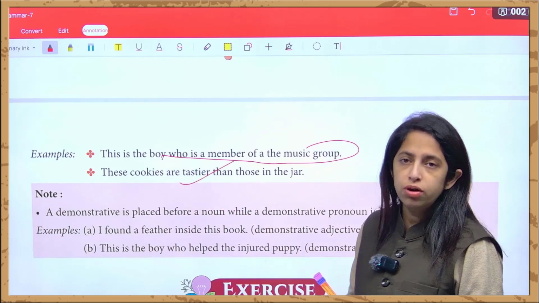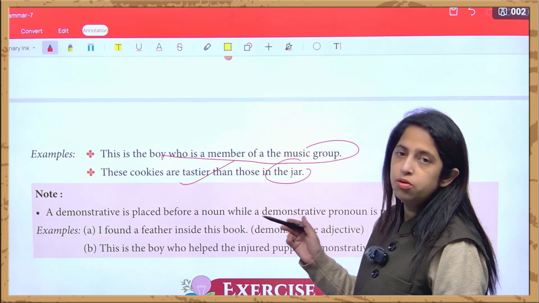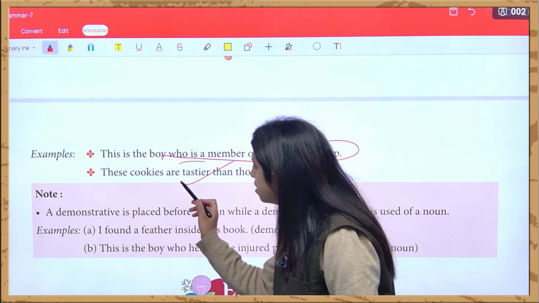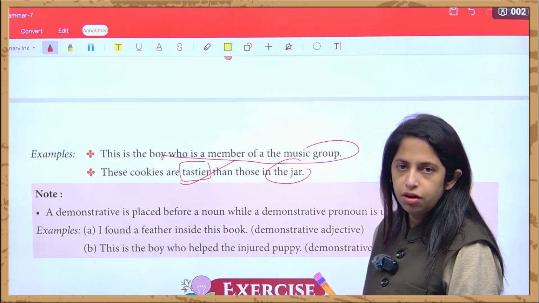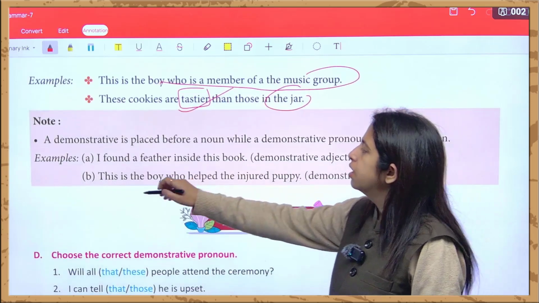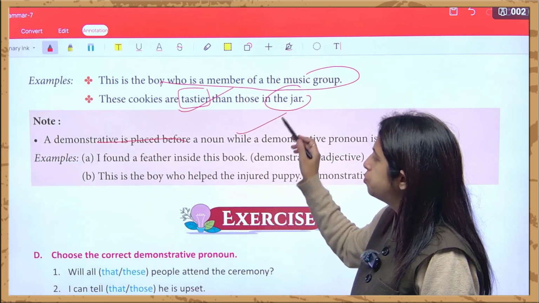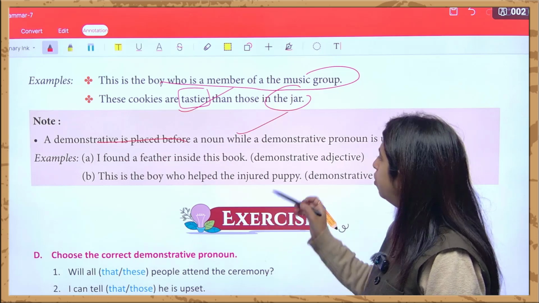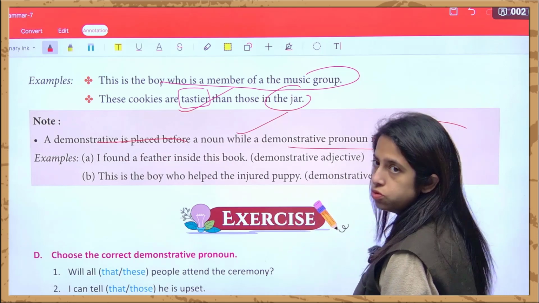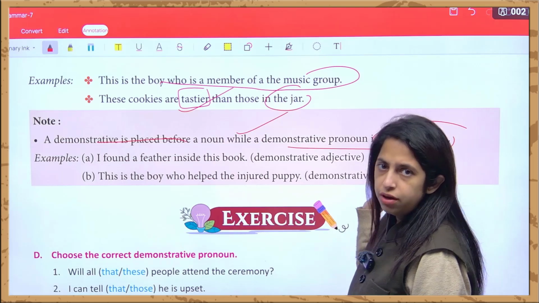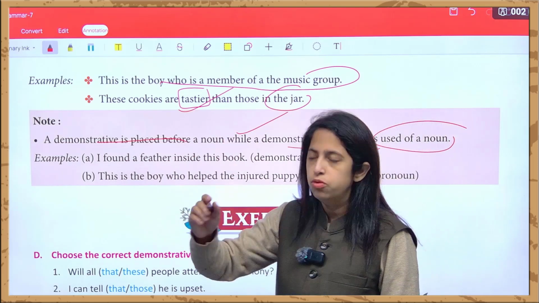These are more tasty than those in the jar. जो jar में है उससे ज़्यादा tasty है. देखिए, what is this tastier? This is a comparative degree of adjective. Moving on to this, demonstrative जो ये pronouns होते हैं, they are placed before a noun. Noun से पहले होते हैं, और demonstrative pronoun is used मतलब it is used in place of a noun.